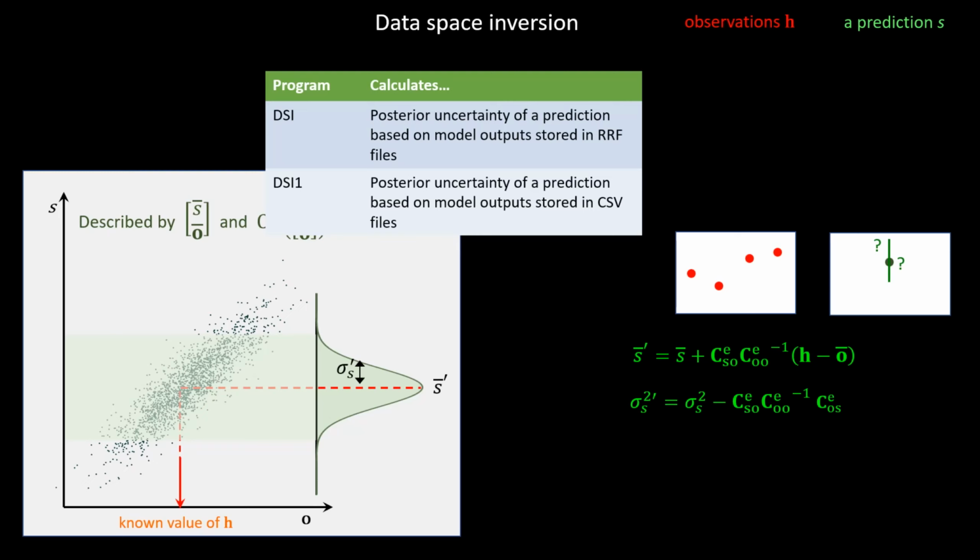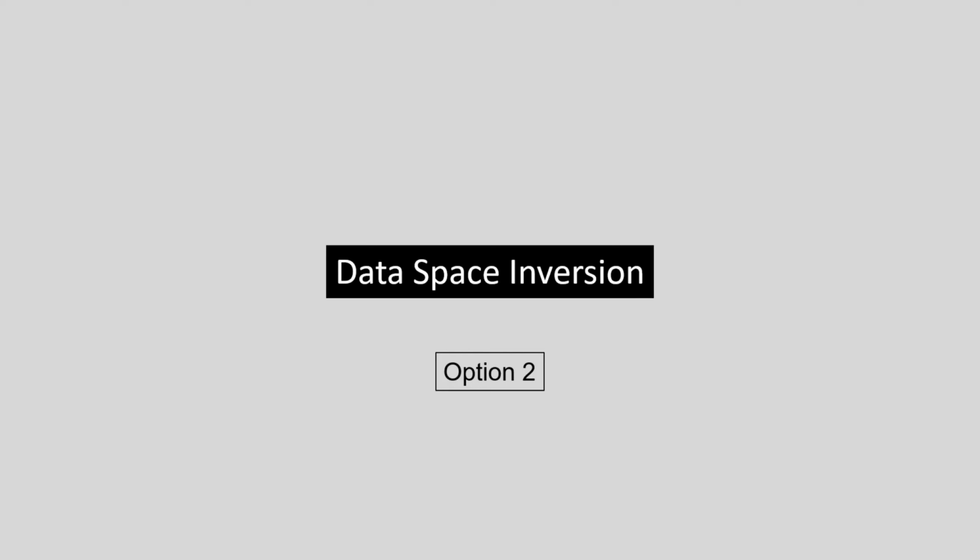If the relationship between the past and the future is too nonlinear, then I need to go to a little bit more trouble to ensure that the conditioning process is a better approximation to Gaussian, so that I can apply Gaussian concepts to a more nonlinear process. And to do that, we use option 2, which is similar to option 1, but different in a couple of important respects. So, let's have a look at option 2.